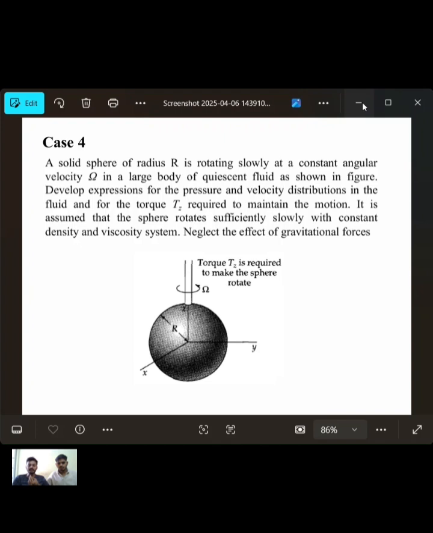So at, let's say, 90 degrees, sin theta equals 1, and our f_r becomes rho into omega. Our second boundary condition is the far-field quiescent condition.